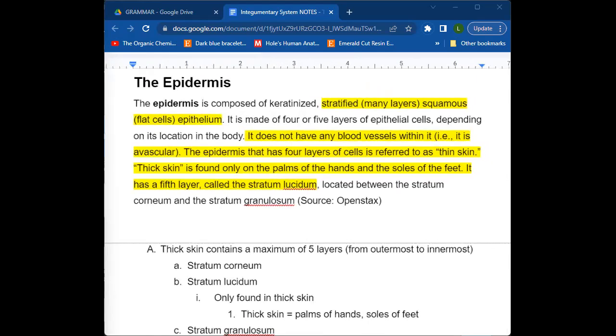Okay, now for the epidermis, we need to know that it is made up of stratified squamous epithelia. Stratified means more than one layer, and squamous means very flat cells. So in other words, the epidermis is made up of more than one layer of very flat cells. The epidermis is also avascular, meaning that there are no blood vessels in the epidermis at all. That's going to be important to remember later.